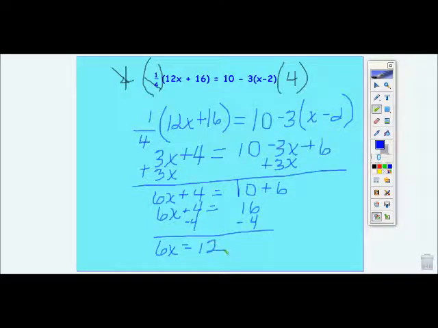And if you can bear with me, I'll try to get my dividing by 6 to solve for that variable, and I'll just squeeze that in here. 6 divided by 6 gives me x, and 12 divided by 6 gives me 2. So in this case, x equals 2.